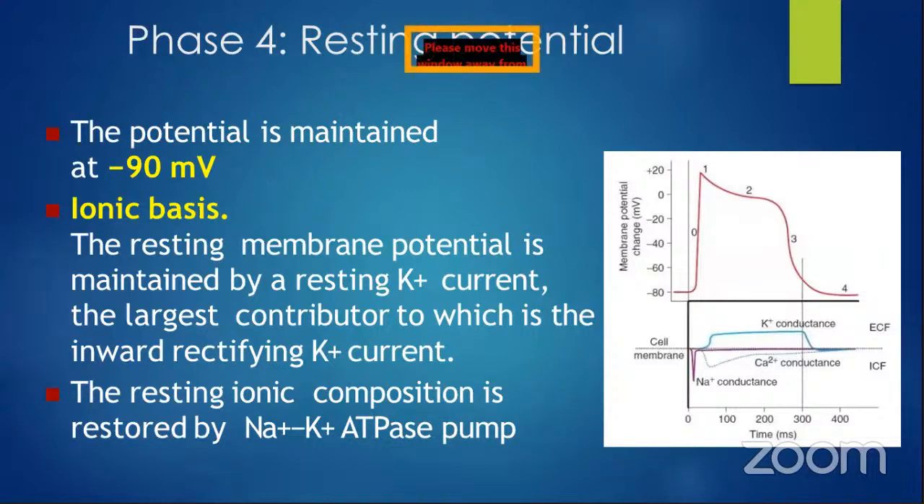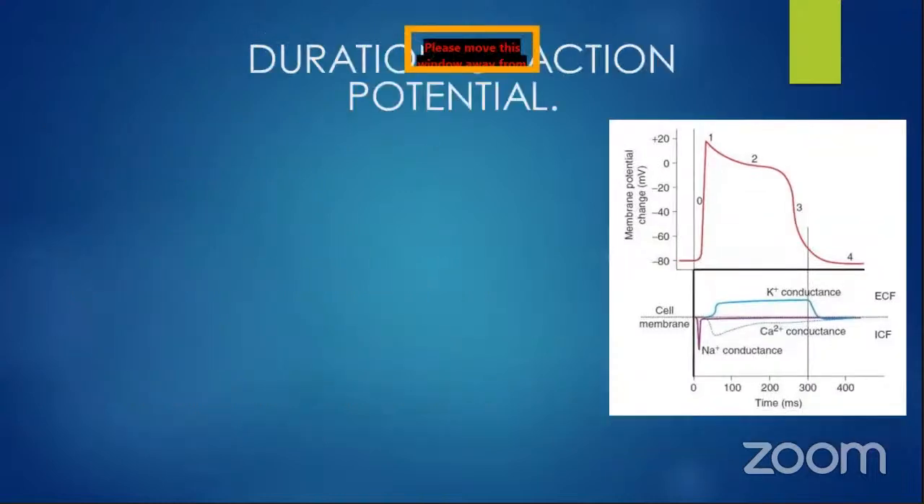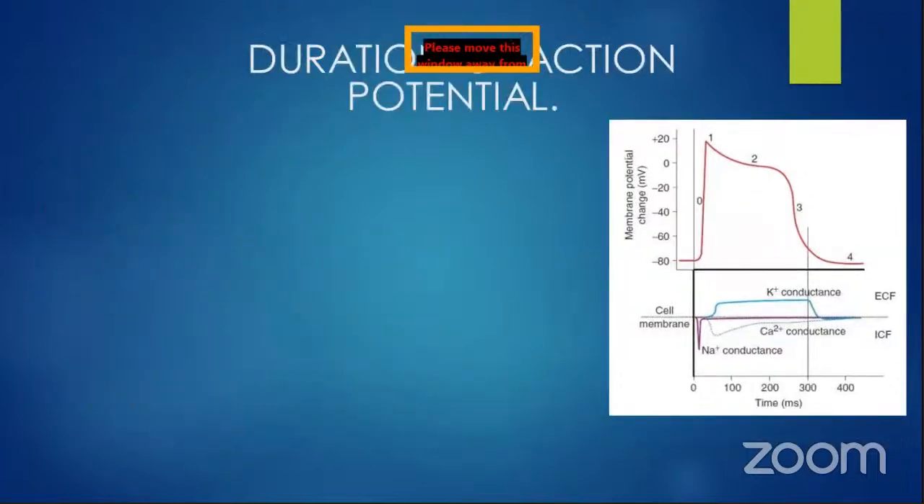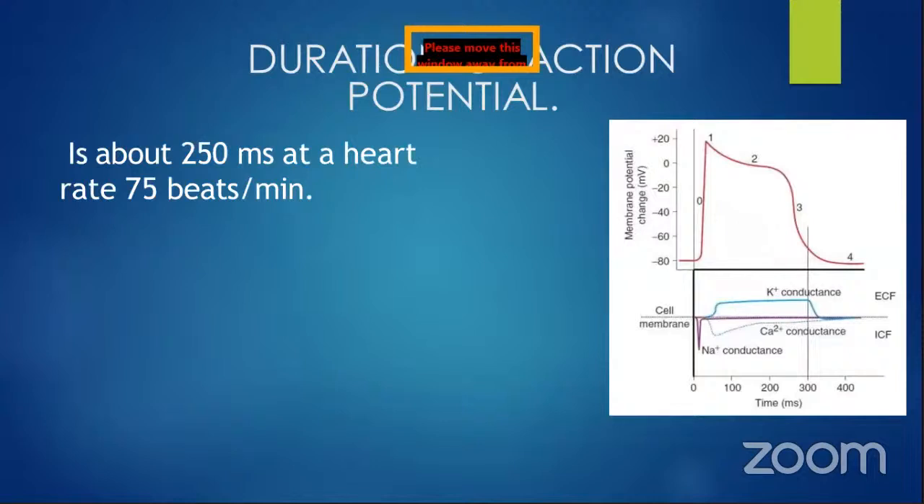The duration of the action potential is about 250 milliseconds when the heart rate is 75 per minute. The duration of the action potential of cardiac muscle will be around 250 milliseconds. What is the duration of action potential in a nerve?